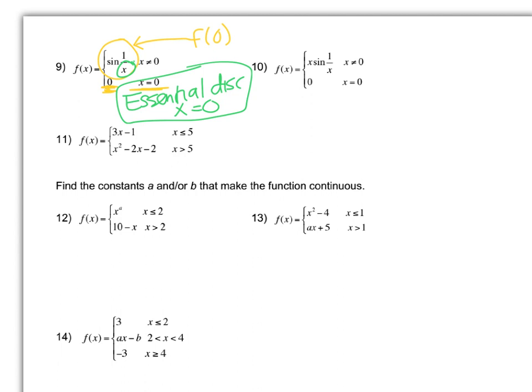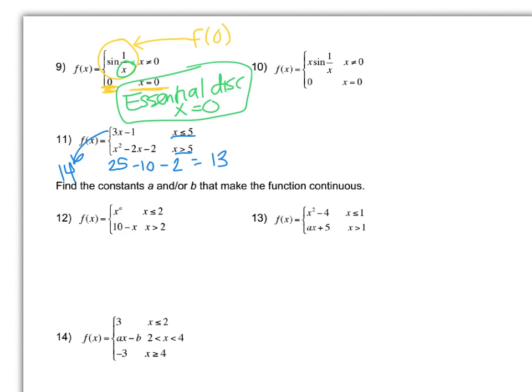All right, number 10 is pretty similar. We're actually going to jump to example 11 here. Number 11, again, we see the piecewise function. We see that the function changes when x equals 5. So we need to know what is happening at 5 in both of these functions. In the top function, when we plug 5 in, we would get 15 minus 1, which is 14. In the second function, when we plug 5 in, we would get 25, so 5 squared, minus 2 times 5, 10, minus 2 more. So 25 minus 10 minus 2 is 13.